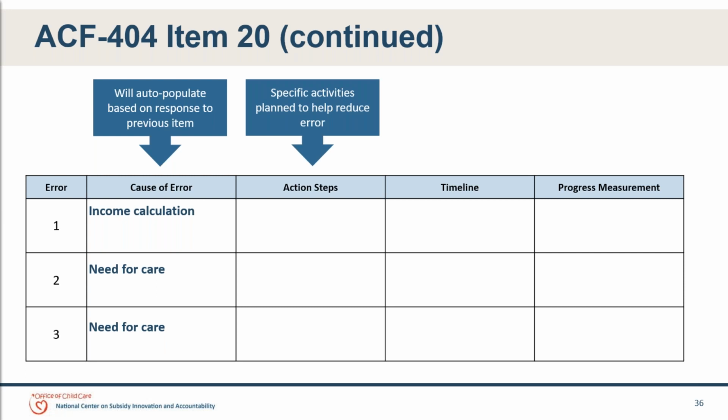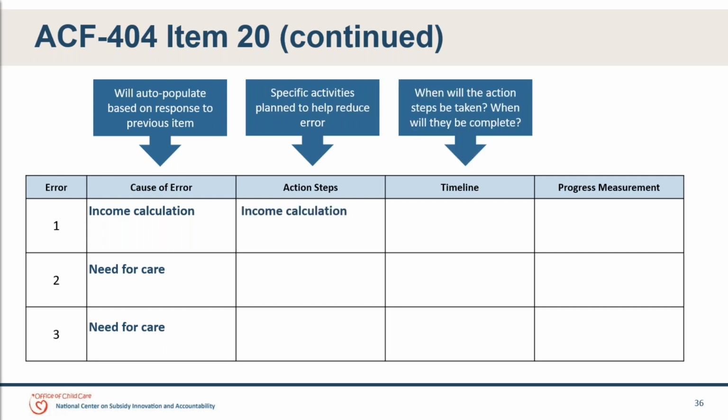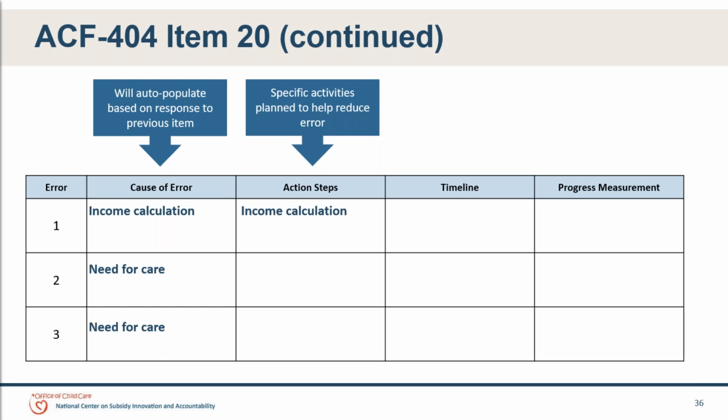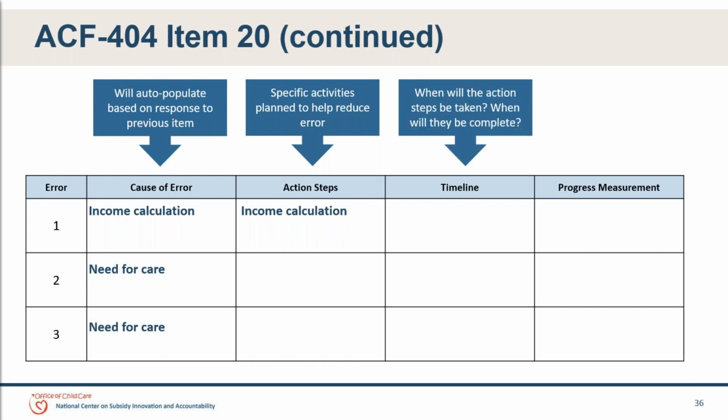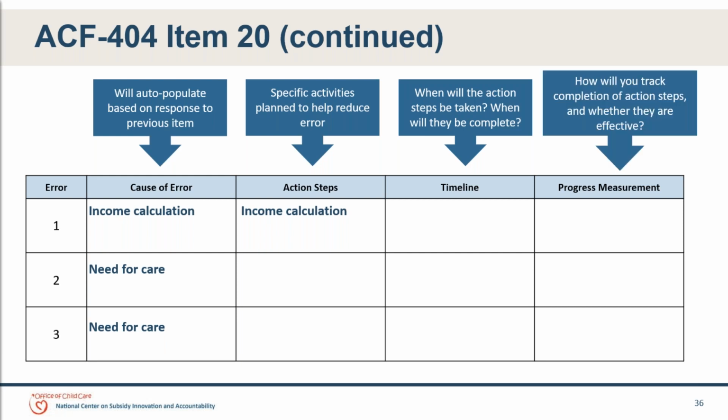The next column is action steps, and here we ask that you share specific activities that you're planning to help reduce that error. That should not say income calculation there, so I apologize for that. That's a typo. Next column, timeline: share when those action steps will be taken and when you anticipate they'll be complete. And finally, in the column for progress measurement, describe how you'll track both completion of your action steps and whether they're having the desired effect in reducing the error.